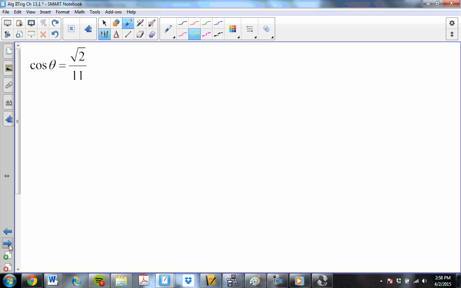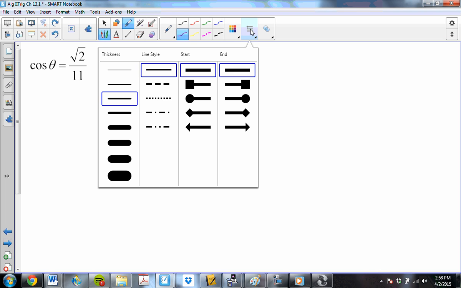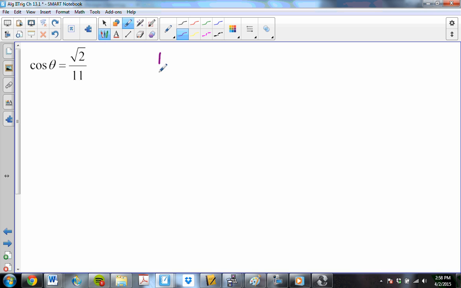If cosine of theta is root 2/11, I'm just going to draw a right triangle this time. This is my slightly poor right triangle. Cosine is adjacent over hypotenuse. Well, the adjacent, and it doesn't matter, I'll pick this to be theta. The adjacent side to this is root 2, and the hypotenuse is 11.